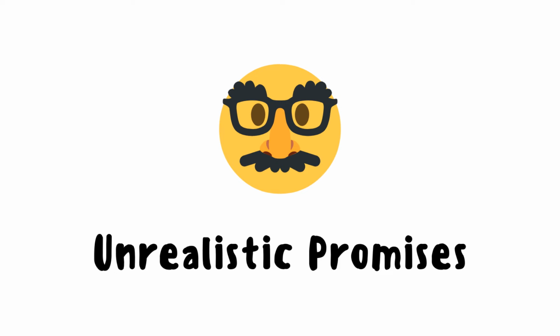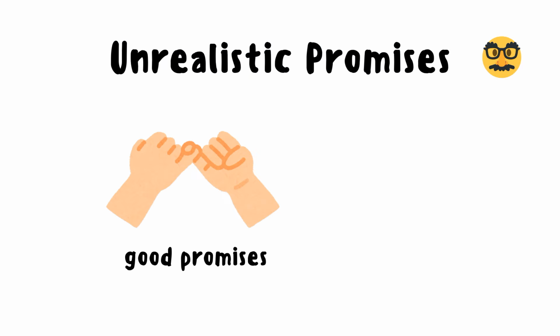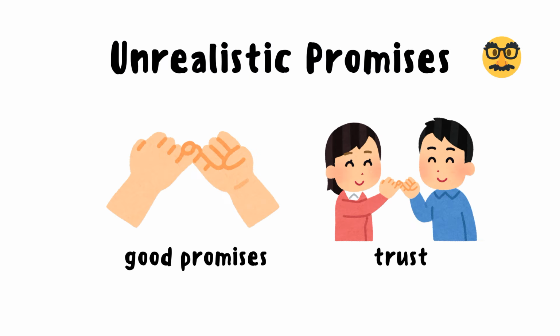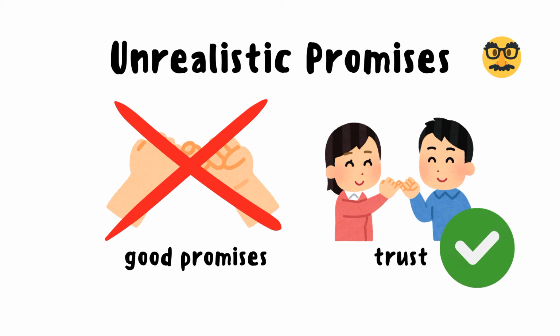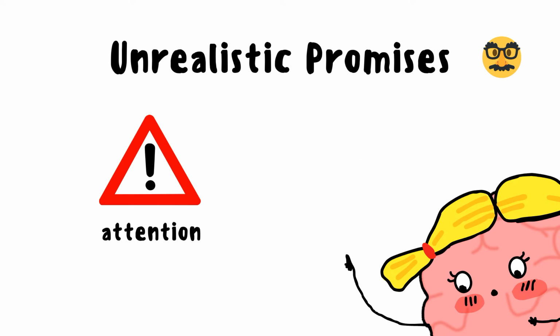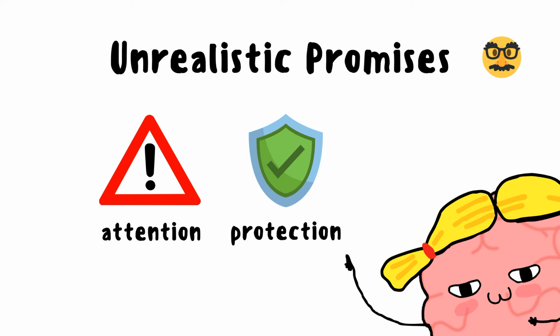Unrealistic promises. Manipulators may make promises that are too good to be true in order to win your trust. But once that goal is achieved, there's a high likelihood that the promises will not be kept. Therefore, try to pay close attention to your conversation partner and critically evaluate their words. This will protect you from empty manipulations.